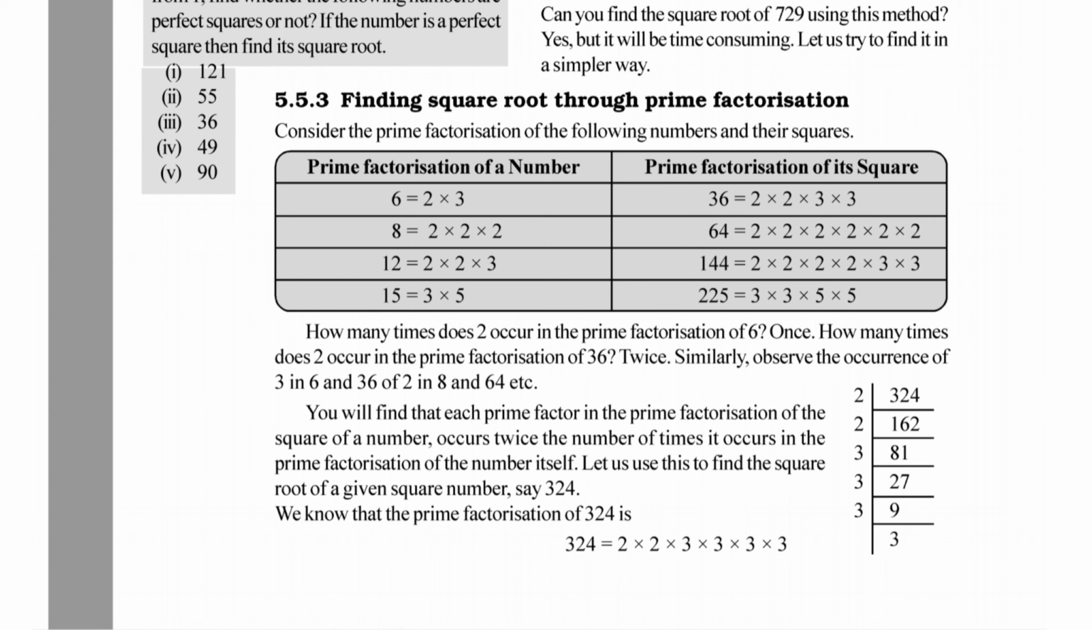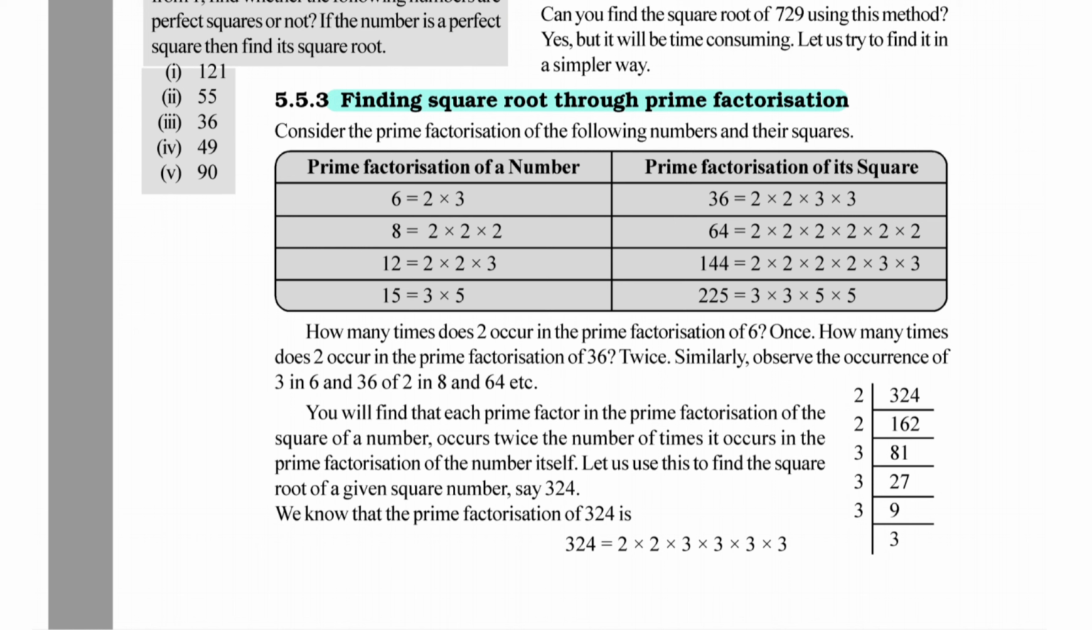So here, I am not going to discuss finding the square root through repeated subtraction or the division method. Instead, I will just tell you the method which I follow, that is the prime factorization method. So we'll move on to finding square root through prime factorization. We are going to factorize the given number, write its prime factors, and then find its square root.